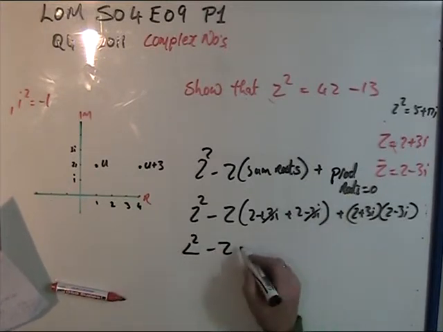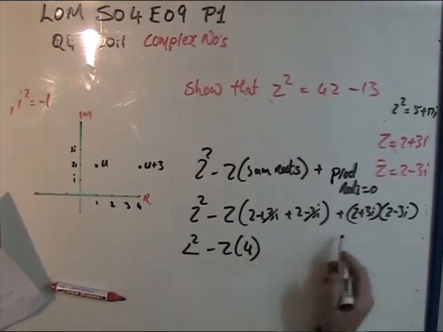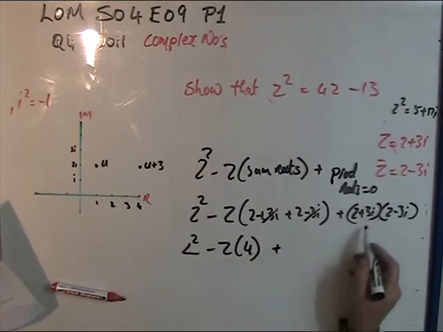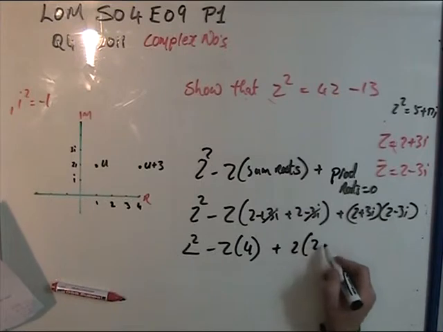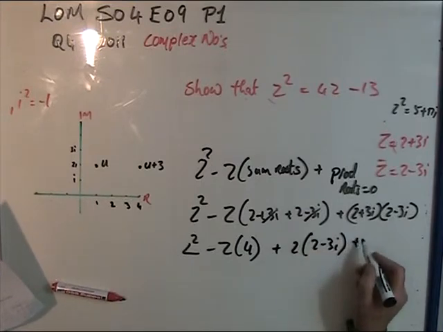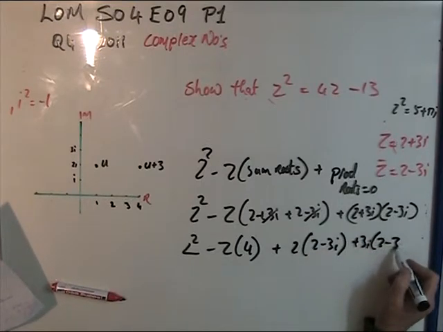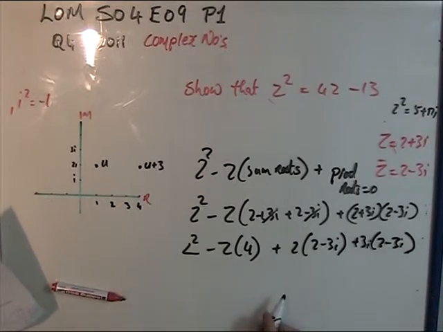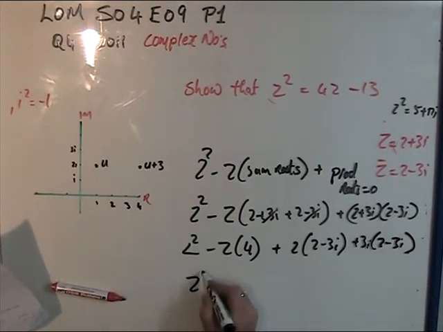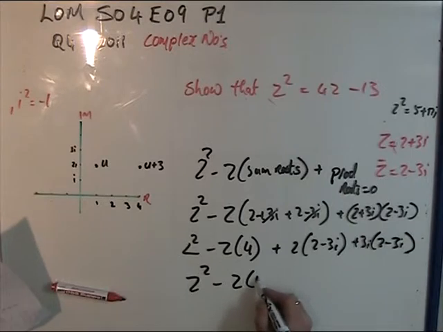The 3 and they cancel out. Okay, so that's plus 4. And then we multiply out these two. So that's 2 times 2 minus 3i plus 3i times 2 minus 3i. Now we've done something similar like this before. They're very similar because there's not many roots they can get.